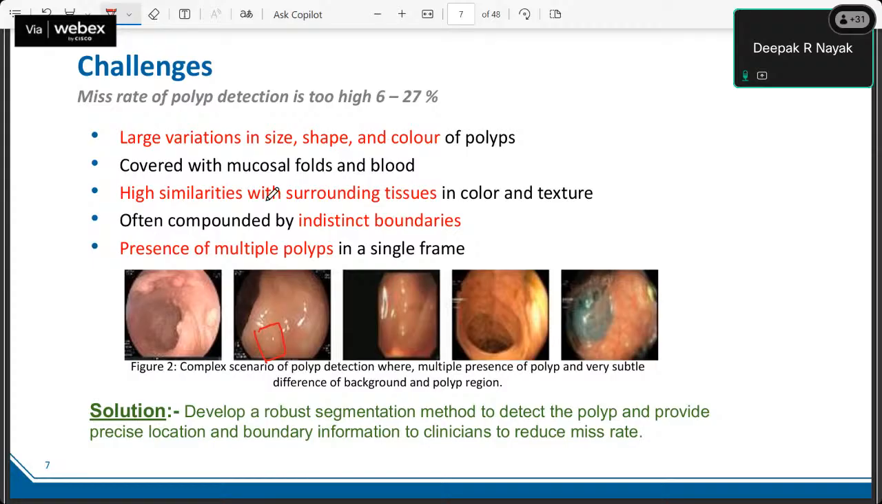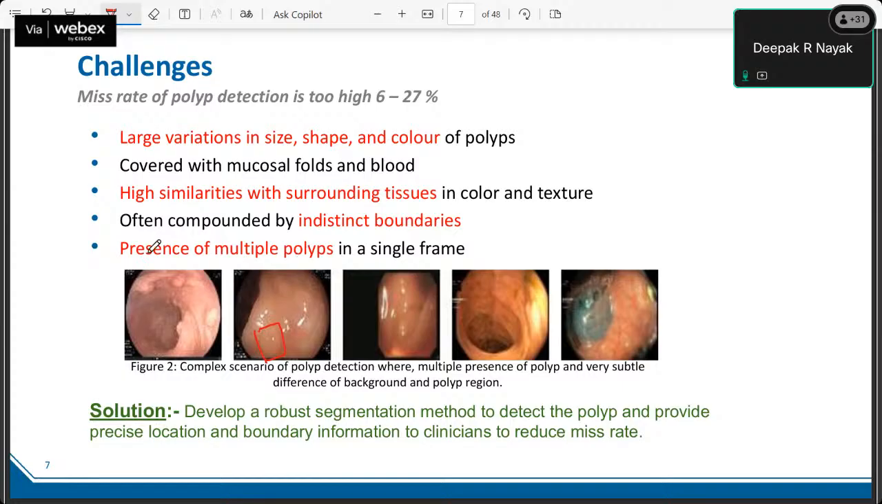Sometimes the polyps are covered with mucosal fluids, which also creates problems in detecting the polyps. And the most important thing, as I mentioned, is that polyps have camouflage properties. That means they have high similarity with the surrounding tissues in terms of color and texture. These are the main reasons why the miss rate is so high. And polyps are often compounded by indistinct boundaries. We have already discussed this, and we'll see whether the existing methods can address this kind of issue or not.